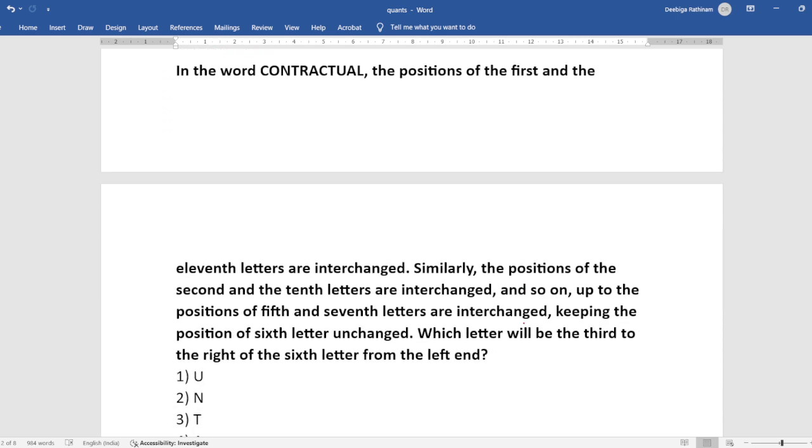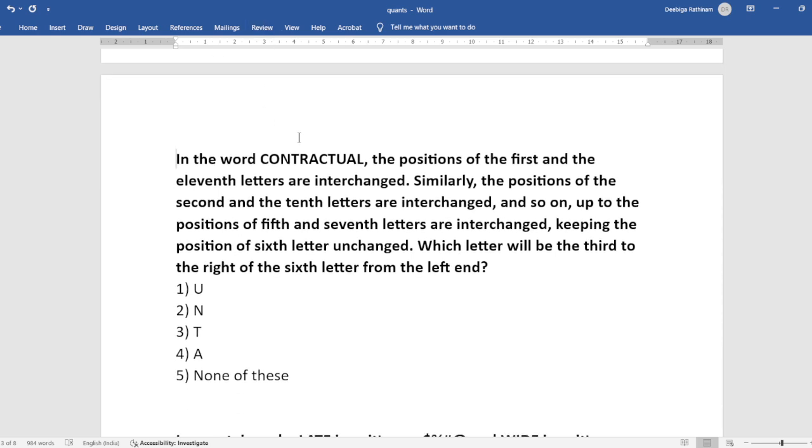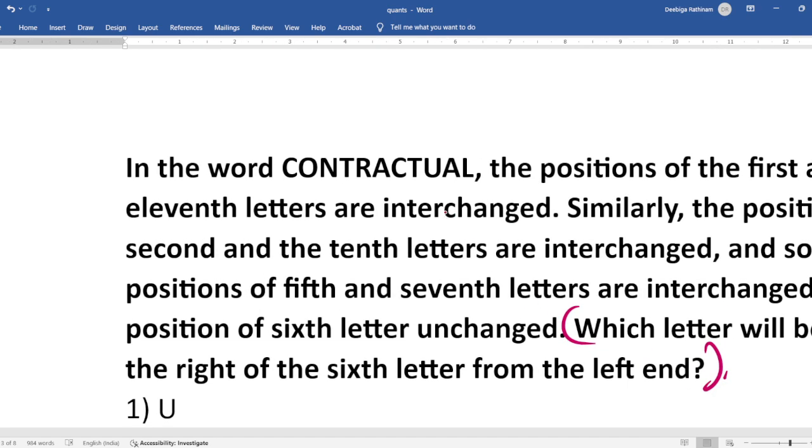In the word contractual, the positions of the first and the 11th letters are interchanged, and then the positions of the second and 10th letters are interchanged, and so on up to the 5th and 7th, keeping the center letter, which is the 6th letter, unchanged. So we'll have to find the letter as per this question. Let's just do whatever they've asked us to do. I'll take this word and number it so it's convenient for you: 1, 2, 3, 4, 5, 6, 7, 8, 9, 10 and 11.